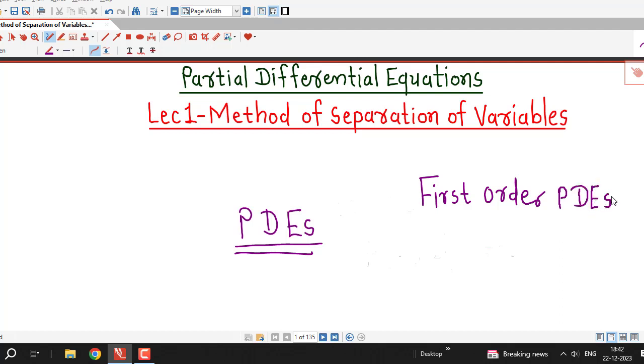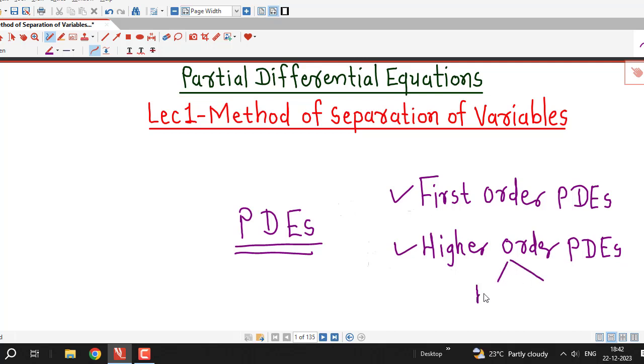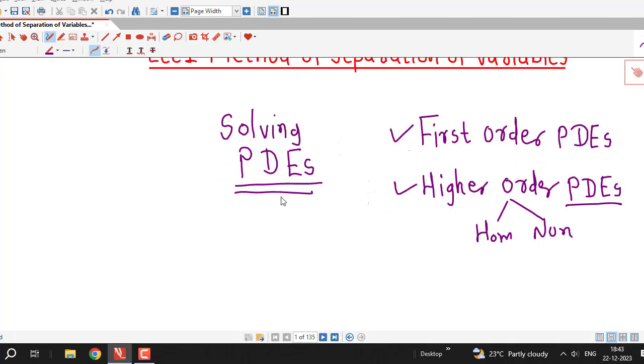There is one playlist for the solution of first order partial differential equations, and we have also discussed how to obtain solutions of higher order partial differential equations, in which we discussed two cases, homogeneous and non-homogeneous partial differential equations. From this lecture onwards, we are going to discuss this special method, which is known as the method of separation of variables, for solving certain types of partial differential equations.